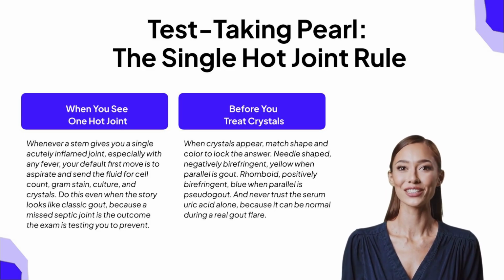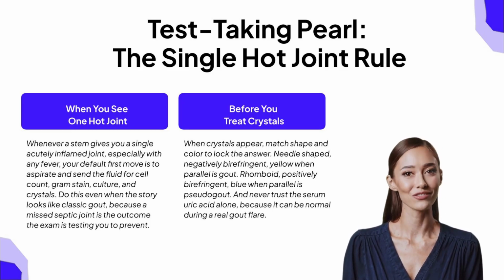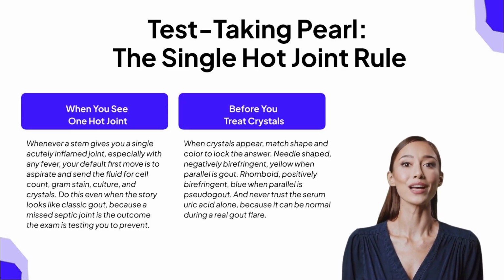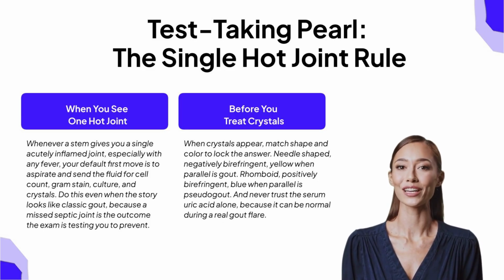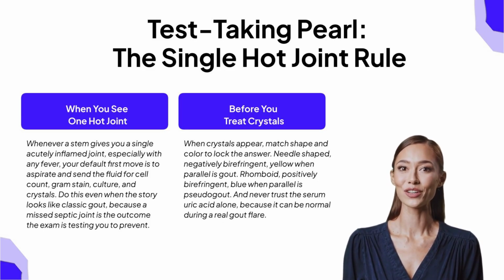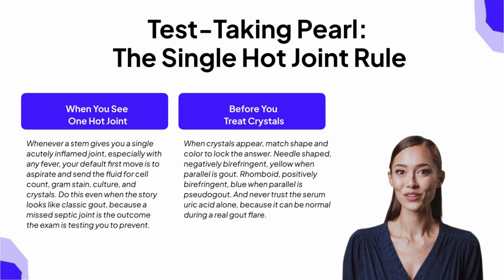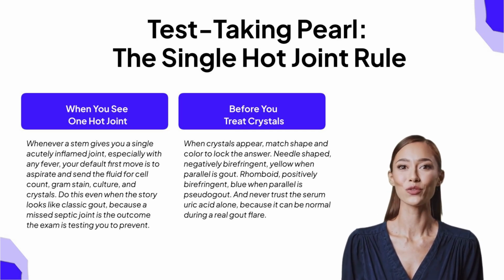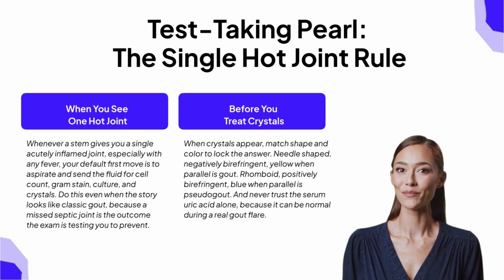Then, once infection is excluded, let the crystals lock in the diagnosis by matching shape and color. Needle-shaped, negatively birefringent, and yellow when parallel is gout. Rhomboid, positively birefringent, and blue when parallel is pseudogout, and never trust the serum uric acid level on its own because it can be perfectly normal during a true flare. Master this one rule and you will pick up a surprising number of points.